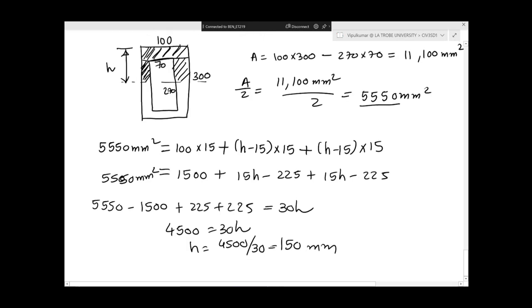So in that case, it's symmetric, therefore it gives you 150 again. But if it's unsymmetric, we can follow the same procedures. Do you understand? Does it answer your question, how do we find the line where it's going to divide equally?